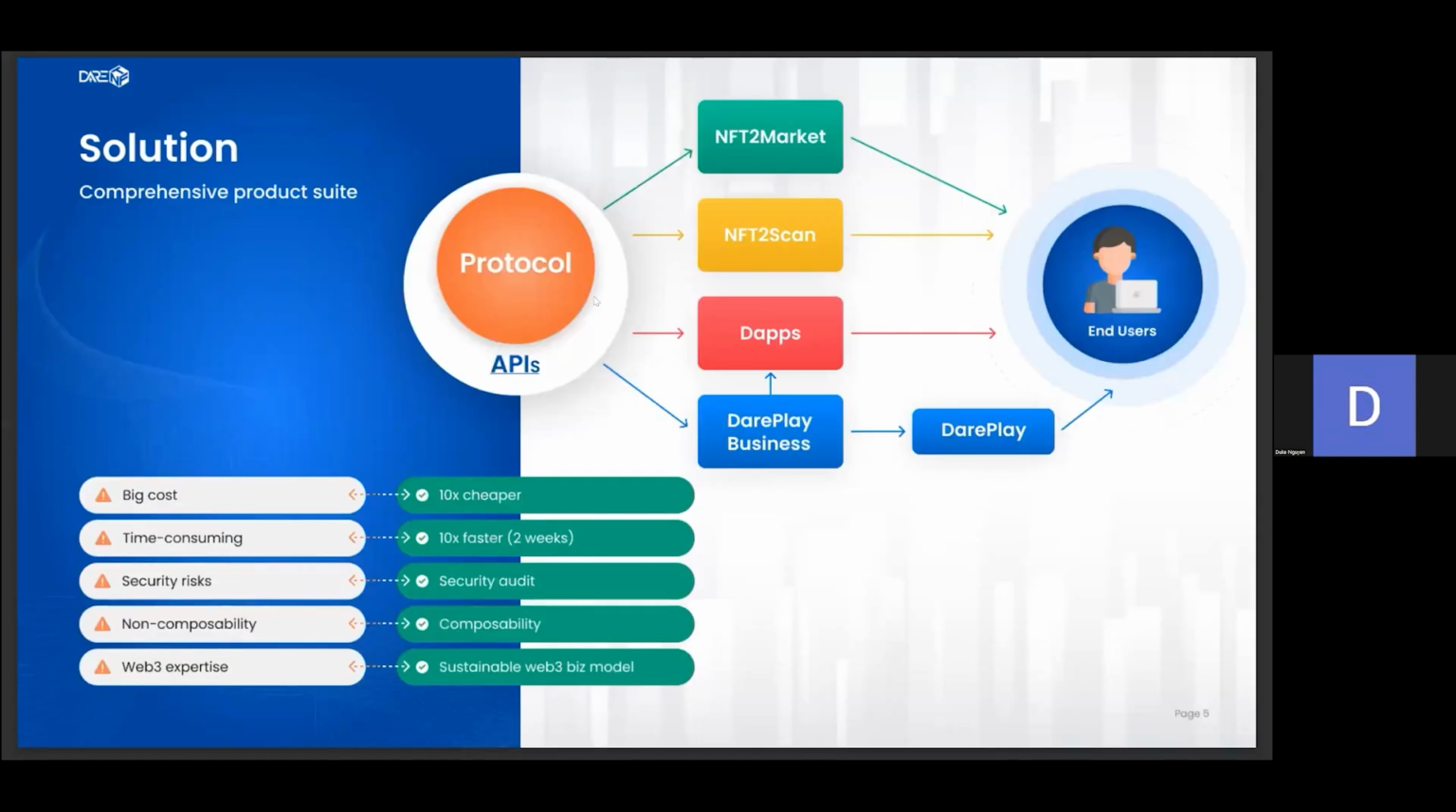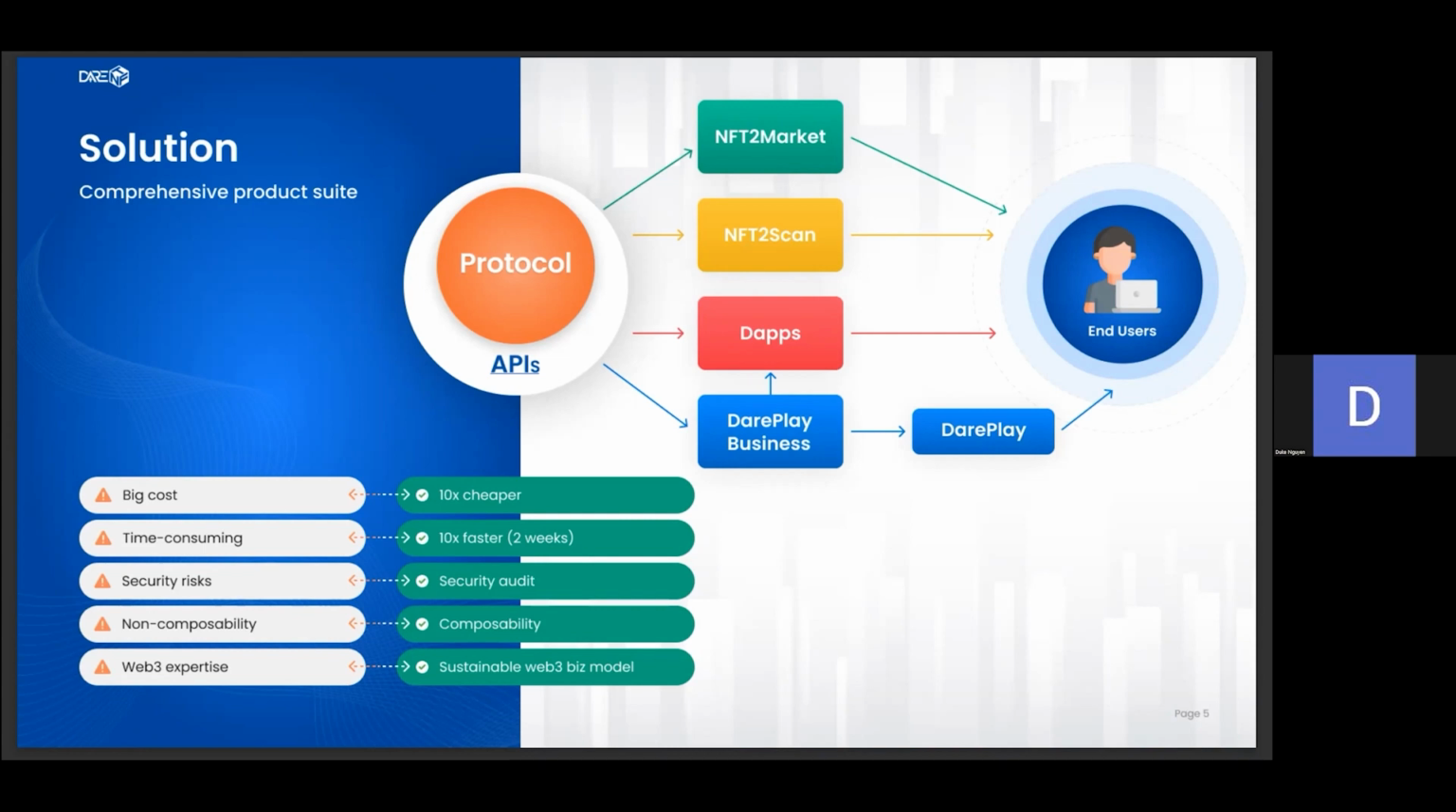We see that businesses encounter some big problems when they want to transform from Web2 to Web3. For example, big costs, time-consuming, security risks, non-composability, and lack of Web3 expertise. So we build a full stack service, wrapping up the protocol to let businesses transform without knowing blockchain. The product suite includes API and SDK to mint and burn NFT objects without blockchain coding. NFT2scan is like Etherscan.